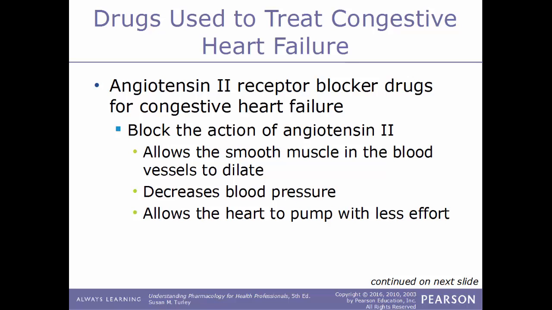The other type of drug are angiotensin 2 receptor blocker drugs. These work because they block the action of angiotensin 2. By doing so, they allow the smooth muscle of the blood vessels to dilate, which will lead to a decrease in blood pressure, which allows the heart to pump more effectively with less resistance.